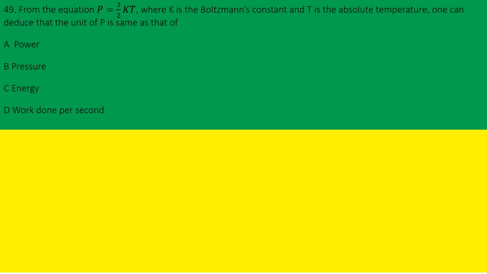So 49, from the equation where k is the Boltzmann constant and T is absolute temperature, one can deduce the unit of this. All right, so the Boltzmann constant is actually measured in what? Joule per Kelvin. So you already know that if this is Joule per Kelvin multiplied by the Kelvin, this must be the Joule, right? This is actually the formula for translational kinetic energy, so you should know that. So our answer is actually C, energy.